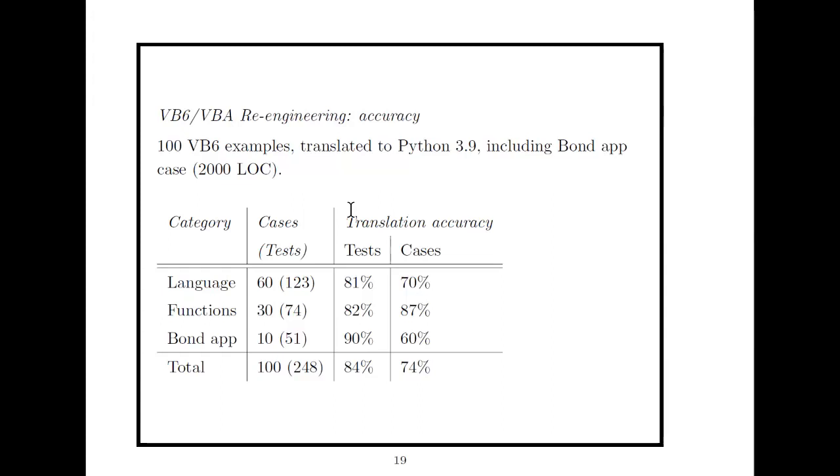For example, for language, we have 60 cases and 123 test cases, which are mainly 2 test cases for each case. We can see that 81% of the test cases have passed the test, while 70% of the cases also give the same result for the source and target. For the functions, we have 74 test cases where 82% of these test cases have passed. And for the bond application, we have 51 test cases where 90% of these tests have passed, with a total of 84 of these test cases having passed, indicating high accuracy.